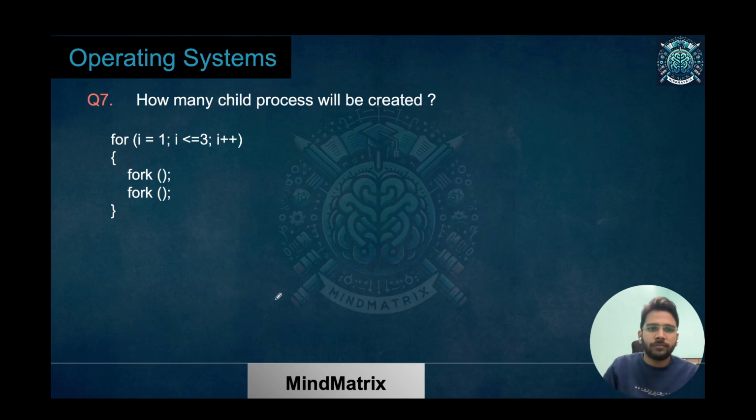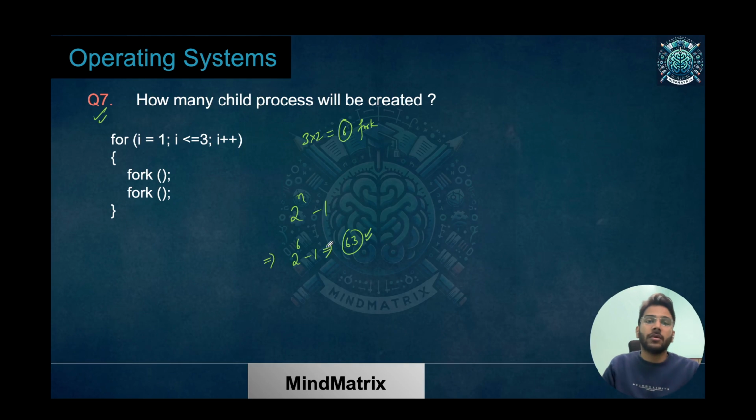Clear? What about this question? So here again the for loop will be executed 3 times. You have 2 fork statements. So 3 times 2 fork statements, we can say 6 times fork will be called. So simply using the formula 2 raised to the power n minus 1, 2 raised to the power 6 minus 1, that is going to be 64 minus 1, 63 is going to be the answer. 63 child processes will be created.